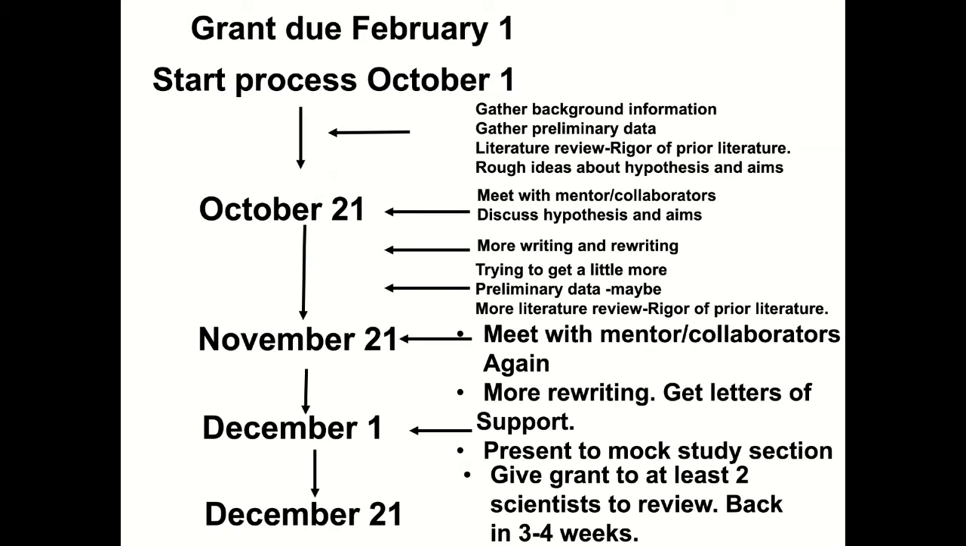Now that you've got a pretty good draft, it's time to present it to a mock study section, and at the same time give the grant to at least 2 scientists to review, and you expect to get it back in 3 to 4 weeks. This is something I cannot overemphasize. I can tell you from my own experience, I've written many grants over the years, and I thought it was as clear as could be and really good. And then I gave it to some scientists, and I found out that what I thought was correct was not correct or didn't make sense. So always give it to some other people to read. That's the best way you know if you've really got what you think you've got in terms of your proposal.